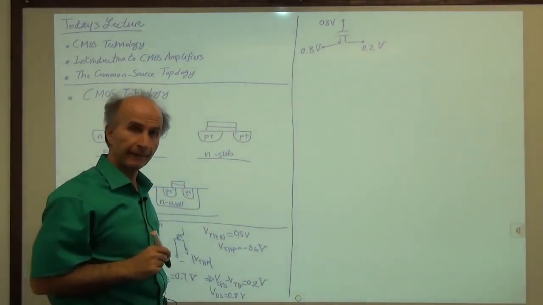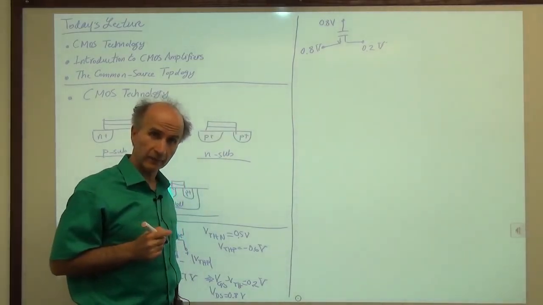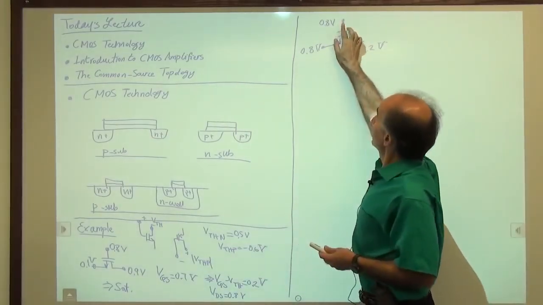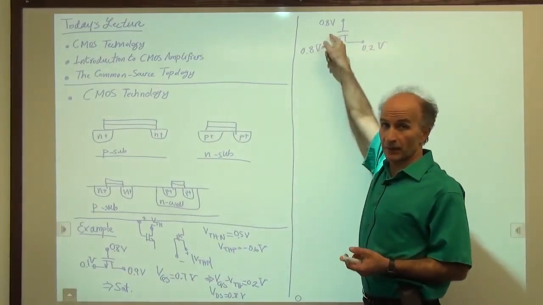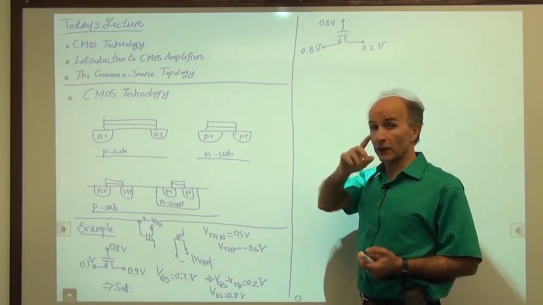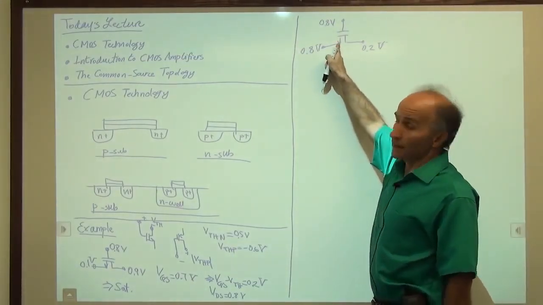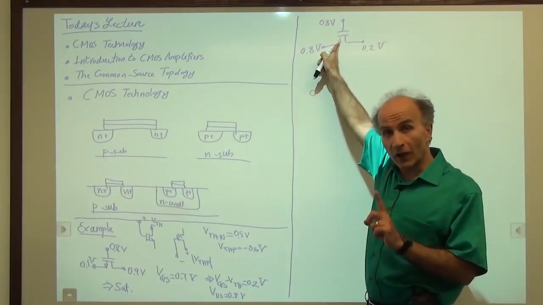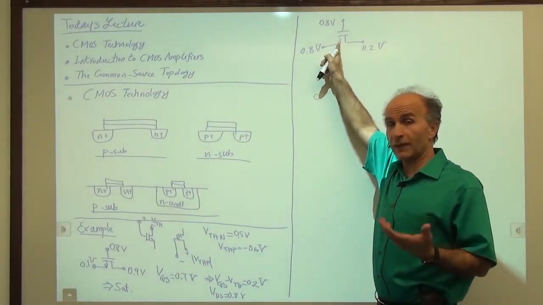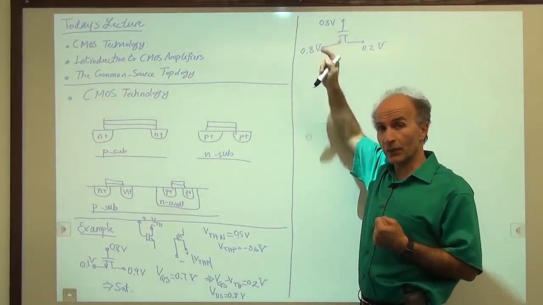How about this? Okay, so first question, is this on or is this off? You might say, well, the gate is at 0.8 and the source is at 0.8, the difference is 0, the device is off. Well, not quite. How did I decide this is a source? Just because there's an arrow on it, it doesn't mean it's a source, right? Sometimes we draw the arrow just to indicate that it's an NMOS device, just that. But we don't really know if this is the source.